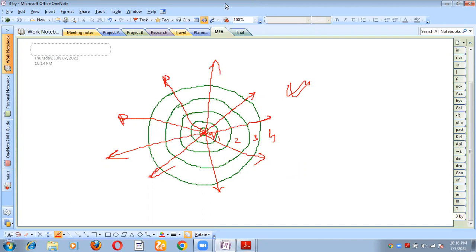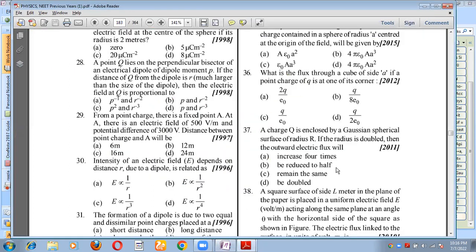Yes, sir. So that was from Gauss law. Gauss law also says phi is equal to Q by epsilon naught. But if you see from the physics point of view, this is actually happening. That is why flux remains the same. Okay. So it will remain the same. Correct answer is C.